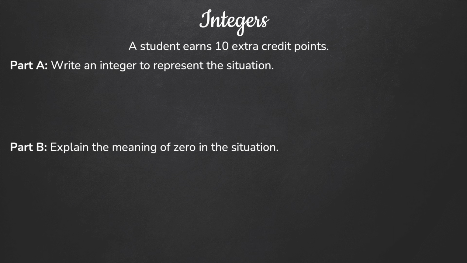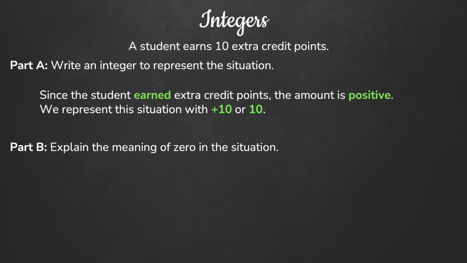Here we have another example that says a student earns 10 extra credit points. Part A says to write an integer to represent the situation. Since the student earned extra credit points, the amount is positive. We represent the situation with positive 10.